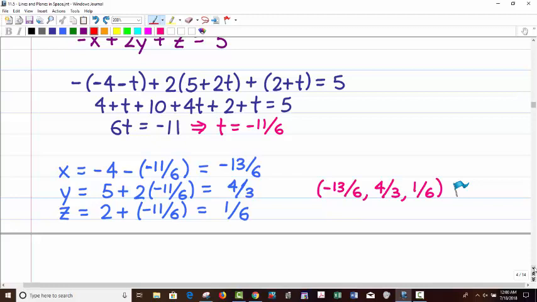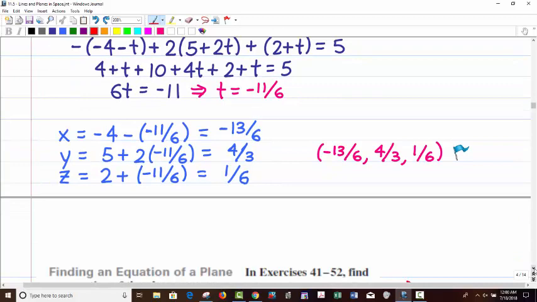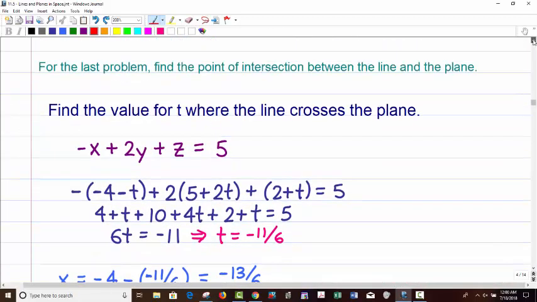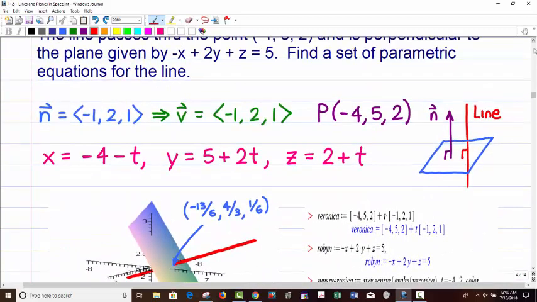So all I do, like I was saying, is take the parametric equation of the line and substitute -11/6 for all the values of t, and I get this coordinate right here: -13/6, 4/3, 1/6. Now, one thing you could do, I thought I had done this, but I guess I didn't, but I'll mention it verbally.